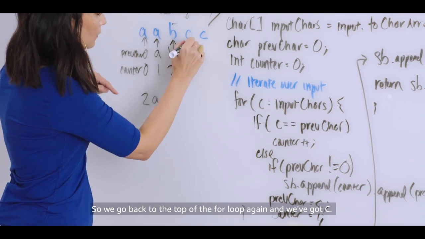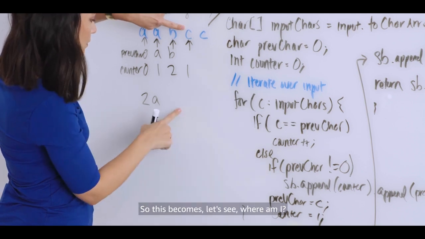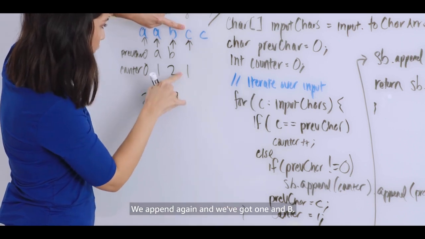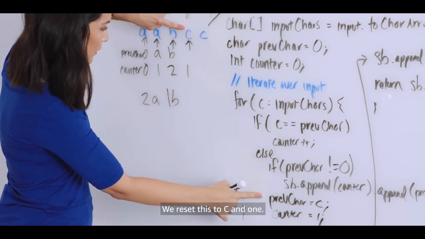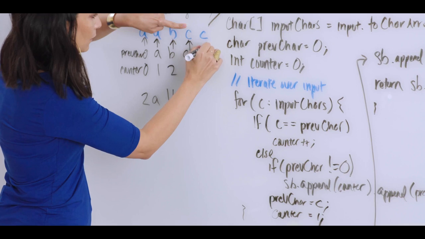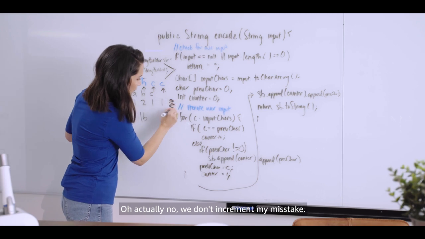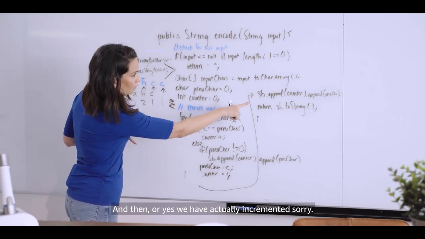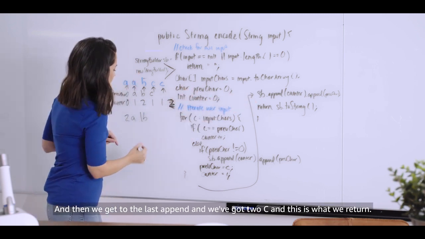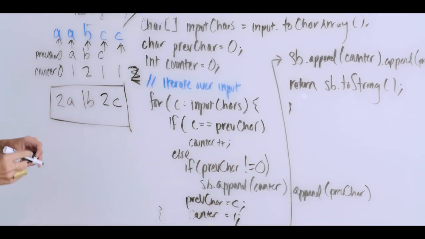So we go back to the top of the for loop again, and we've got C. Is C equal to the previous one? Nope. So this becomes, let's see, where am I? We append again, and we've got 1 and B. We reset this to C and 1. Go back to the top of the for loop. Here we are. Increment again. Oh, actually, no, we don't increment. My mistake. We actually come out of this, and then, yes, we have incremented. Sorry. And then we get to the last append, and we've got 2C. And this is what we return.